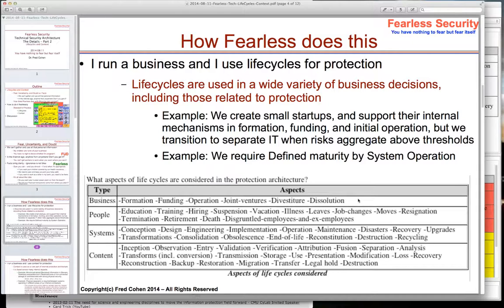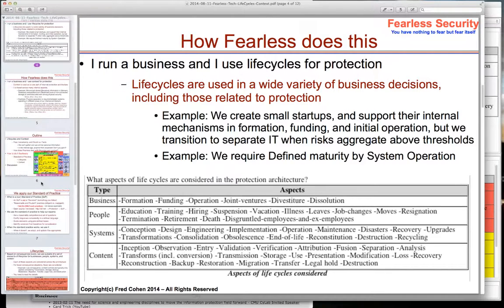Another example is, we require defined maturity by the time a system is in operation. So we need to track the operational situation with systems so that we're certain that we've achieved that level of maturity by the time we turn it on and let the world use it. We don't want systems operating not in that circumstance.